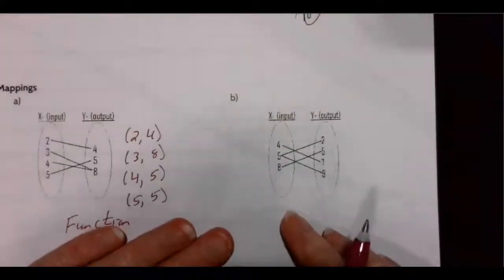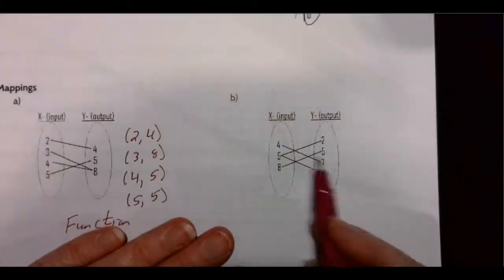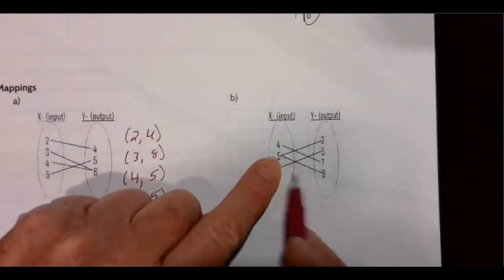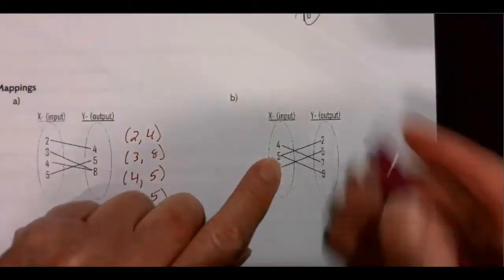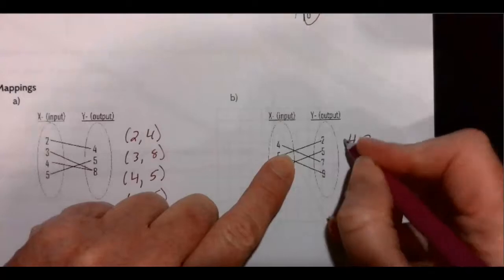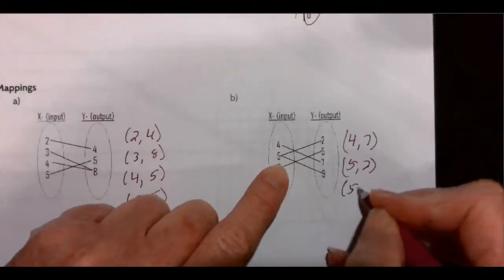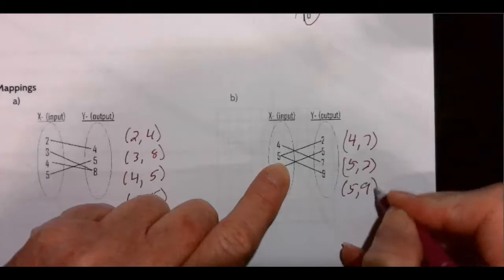Okay, we have another mapping. 4 goes to 7, 5 goes to 2, and 5 goes to 9. Okay, this is not looking like a function. I'm going to double check. And I like to write out my ordered pairs just to make sure. And I was right. Look at those.